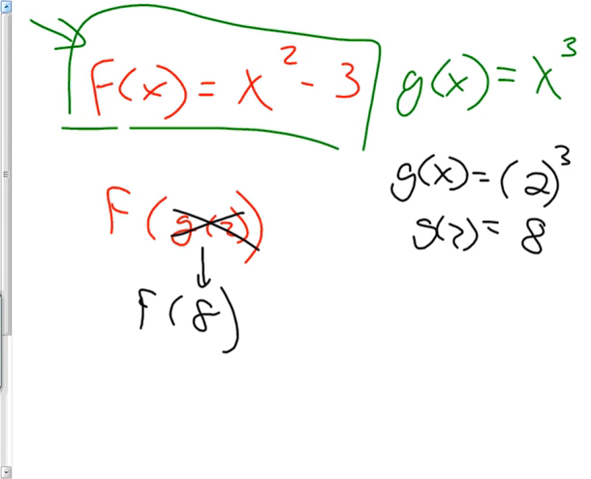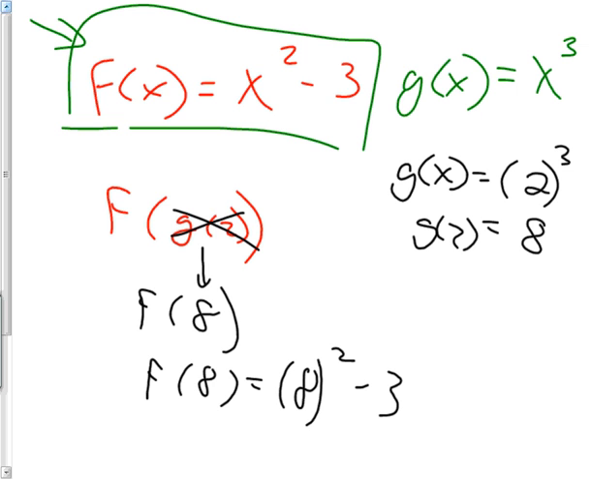8 squared is 64. I'm going to actually write this out so I don't screw it up. F of 8 is equal to empty space squared minus 3. Drop in an 8. 8 squared 64 minus 3 is 61. Raise your hand if you had the answer. Excellent. You guys seem to be tracking really well. So let's see if you can handle this one.